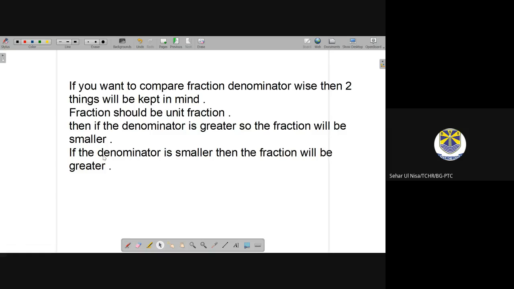Why am I saying this? Why, when the denominator is greater, is the fraction smaller? Because for example, if you have a pizza and you are going to divide it into 12 pieces, everybody will get a smaller piece. If there are four people and you divide the same pizza into 4 pieces, everybody will get a greater or larger piece.